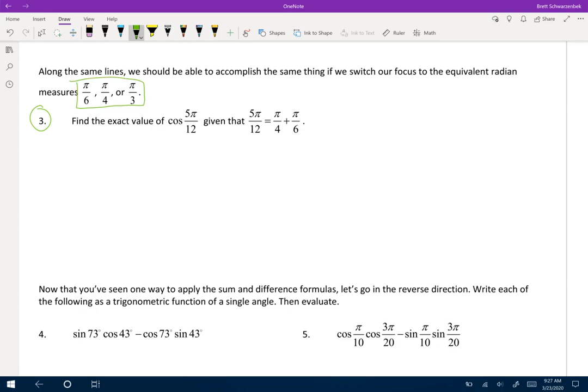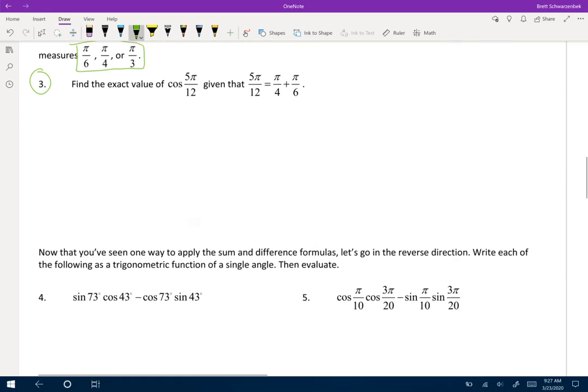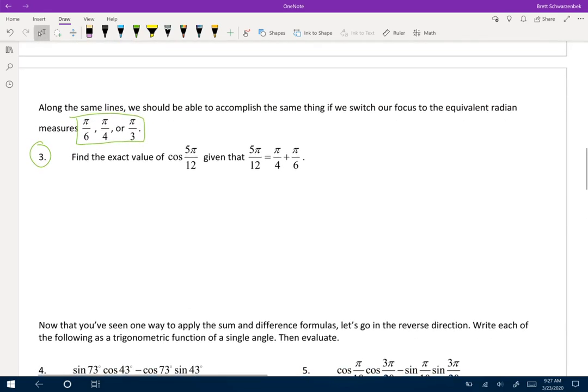So the idea of this type of problem is, can we find the cosine of 5 pi over 12 by turning it into the sum or difference of radian values that we know of? Well, they actually kind of give this to you. How do they do that?